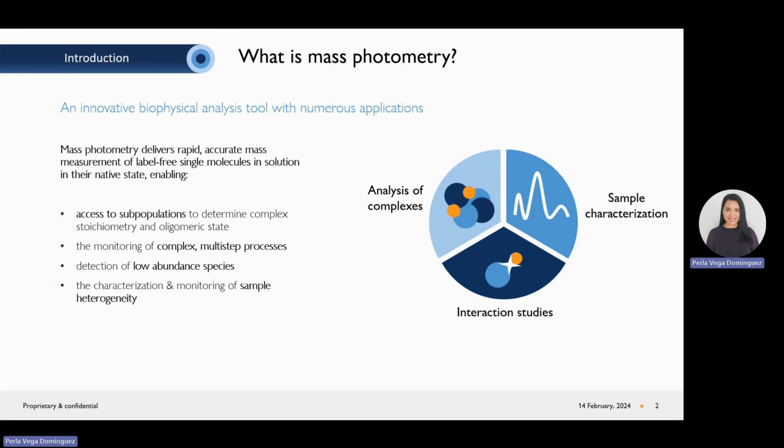It also means that it's possible to study interactions, and even complex multi-step processes are accessible for study with mass photometry. Furthermore, the single molecule counting over a wide mass range and high dynamic range enables the detection of low abundance species and the characterization and monitoring of sample heterogeneity.